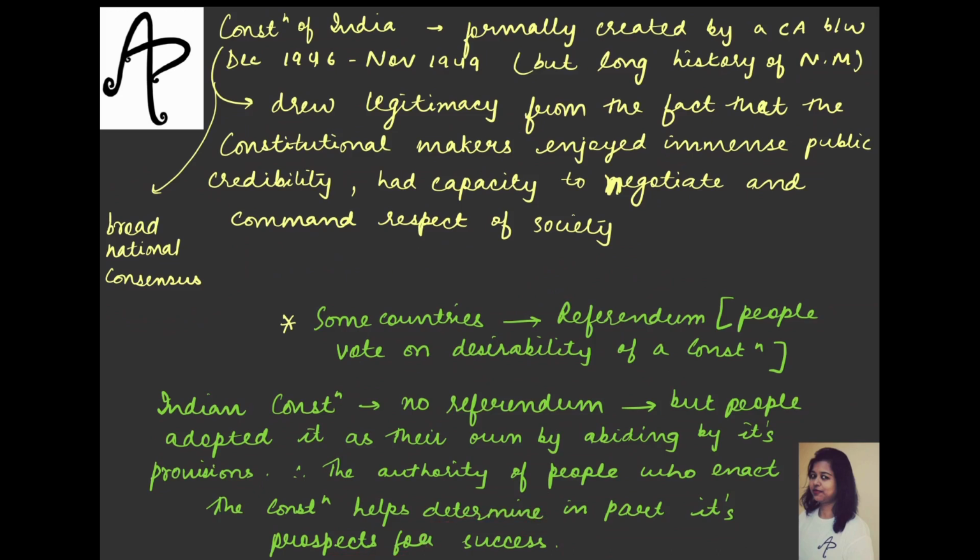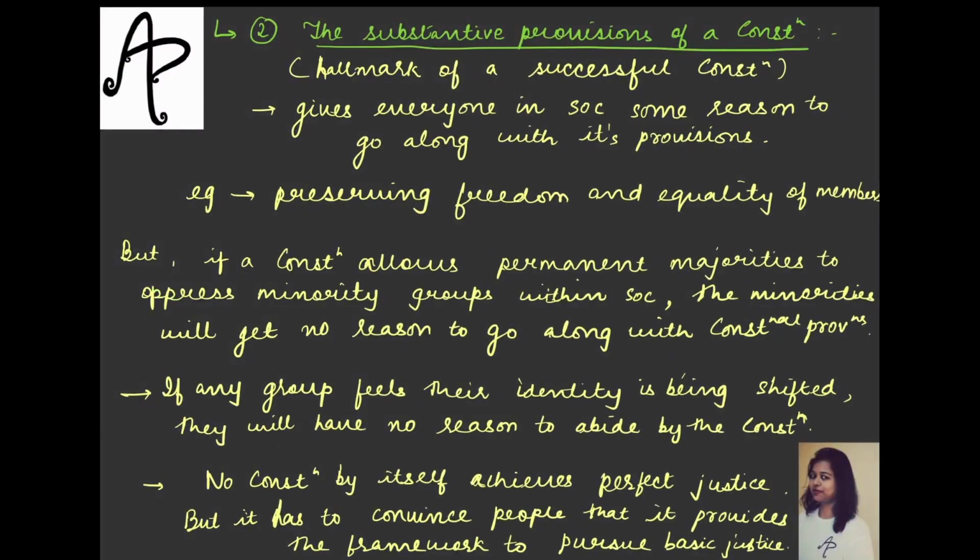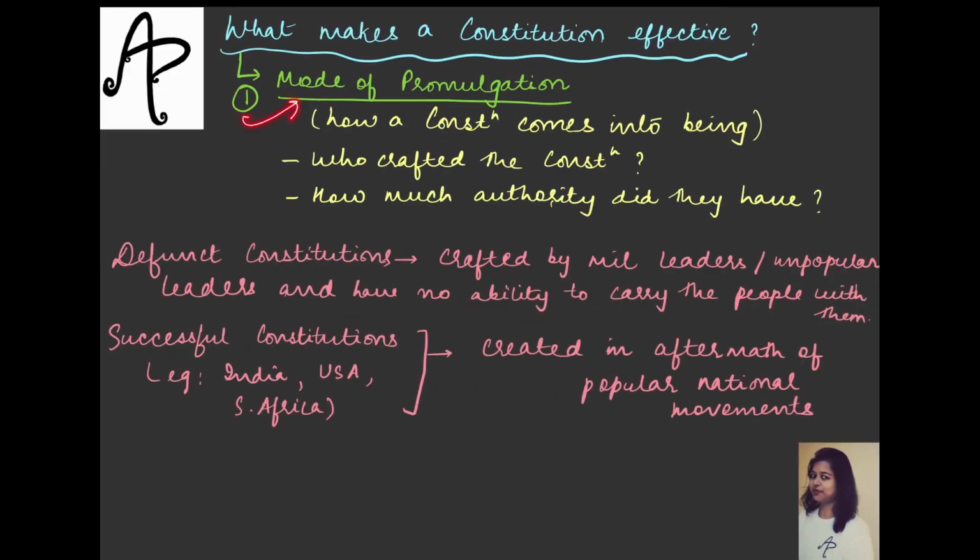Why? Because the people who are helping in enacting the constitution also play a role. Even if it is in parts, they also play that role and they make that constitution successful. So this was the first point to understand what makes a constitution effective, that is the mode of promulgation.